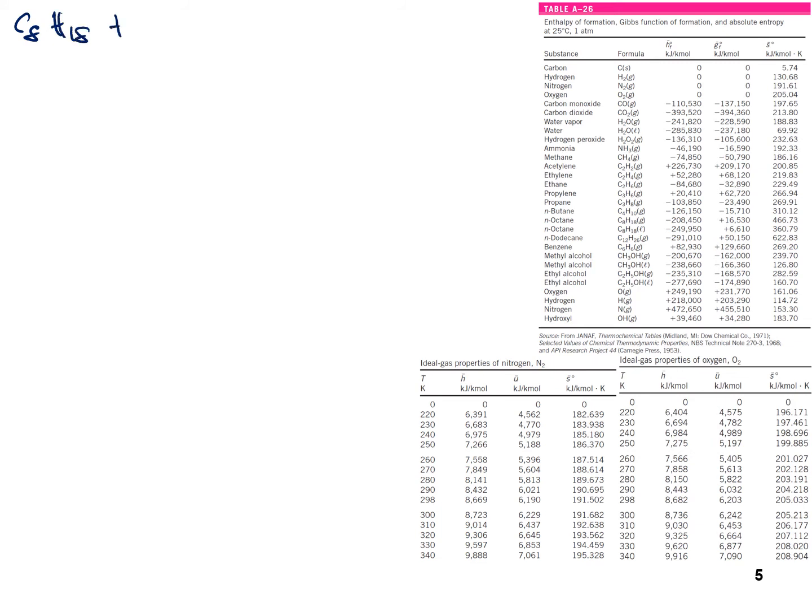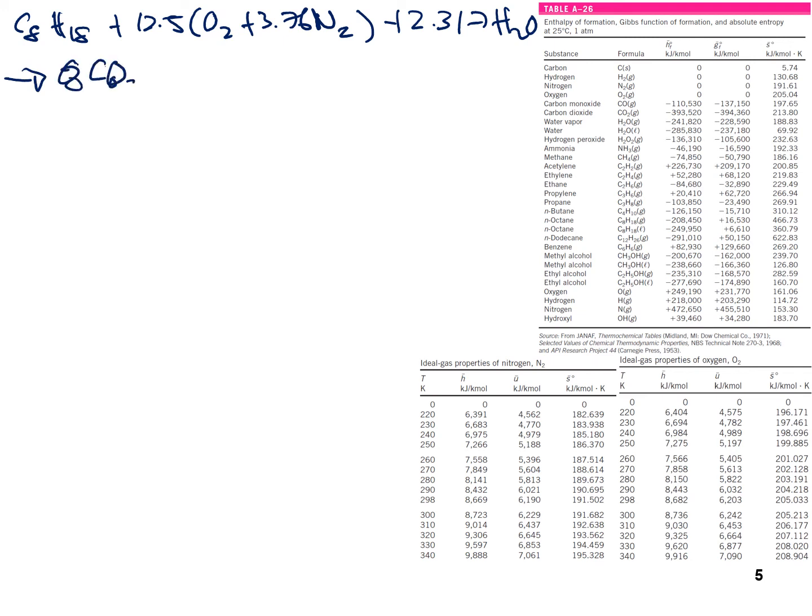C8H18 plus 12.5 O2 plus 3.76 N2 plus... berapa tadi? 2.317? H2O produce 8 CO2 plus 11.317 H2O plus 47 N2. Yeah. Okay.